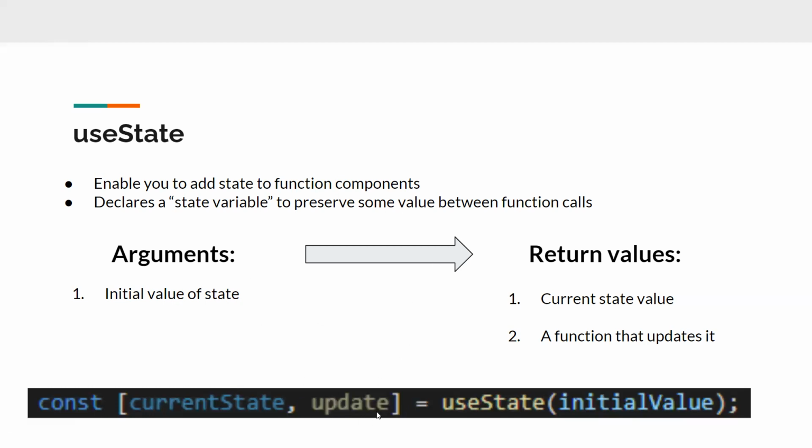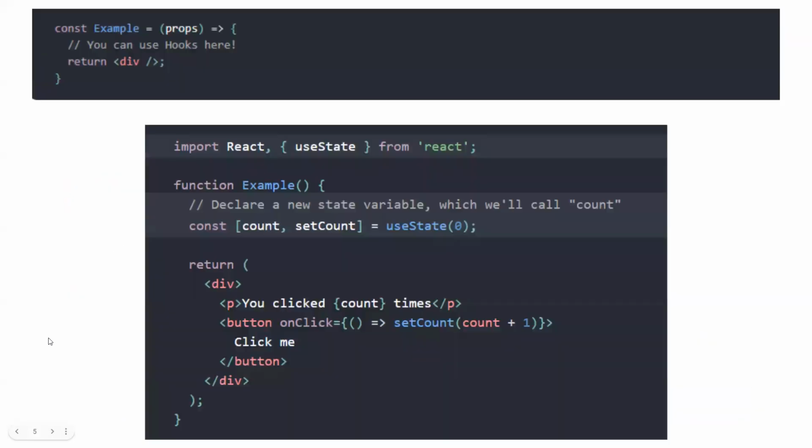This update variable is specifying a function, and this is the only thing that's allowed to change what's in current state. Okay. And then we have useState here, and useState just takes in whatever the initial value is. So if we go back a slide, that's the wrong slide. Go back a slide. Yeah.